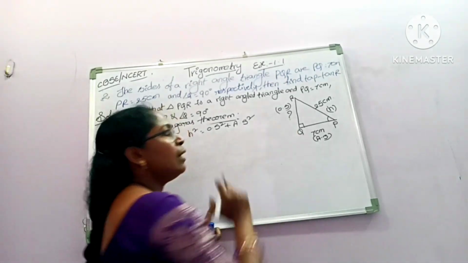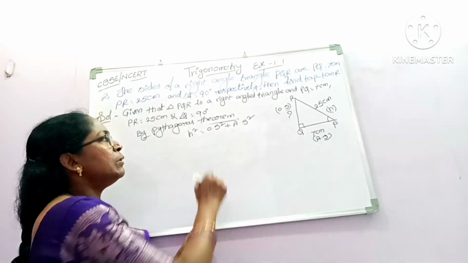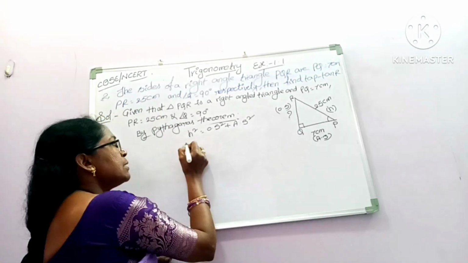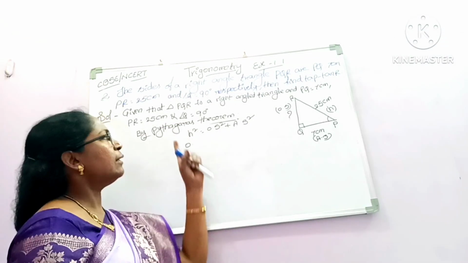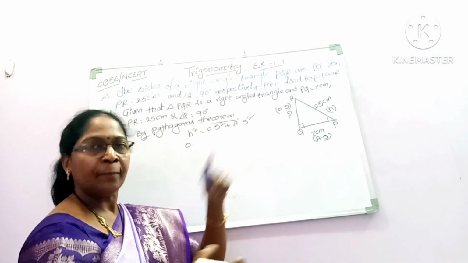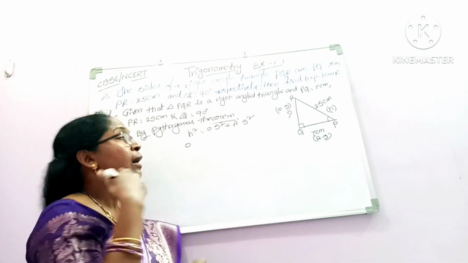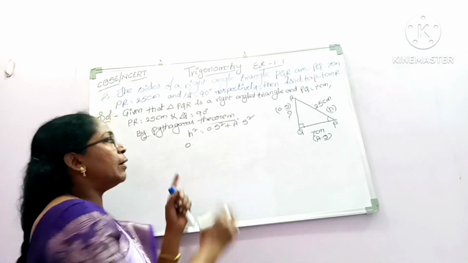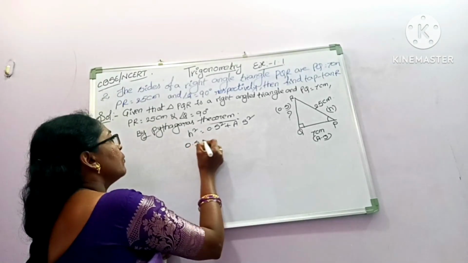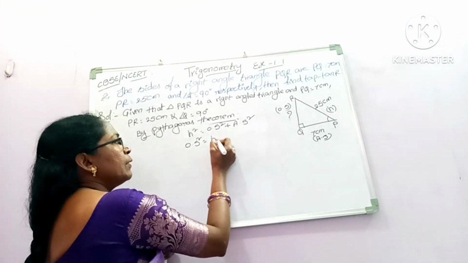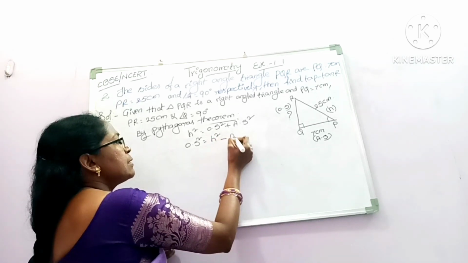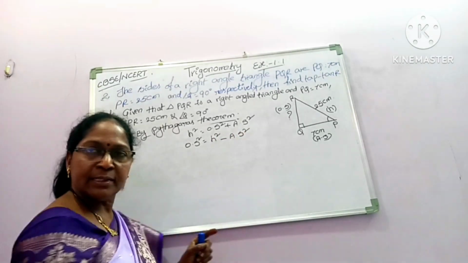Here we don't know the opposite side, we have to find out that opposite side. So first you write down the formula, or you can directly substitute the values in the formula, then also you can find the opposite side. Otherwise, directly you can write the formula: opposite side square equal to hypotenuse square minus adjacent side square.